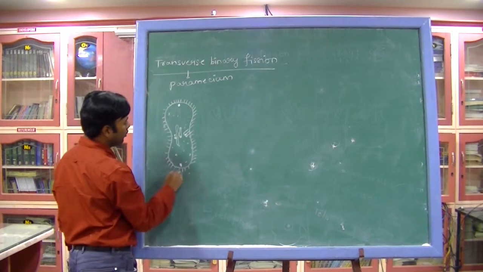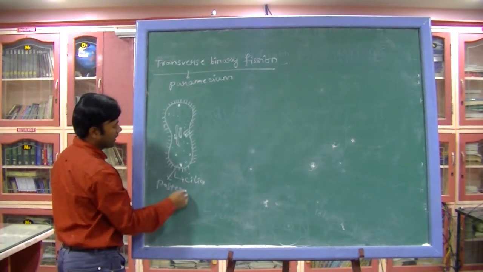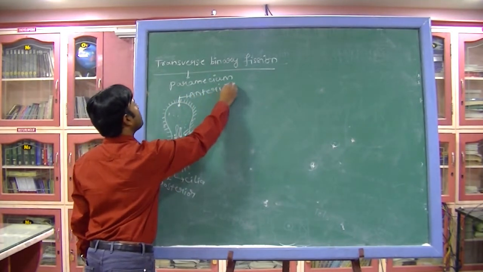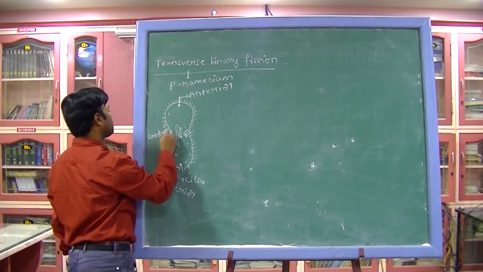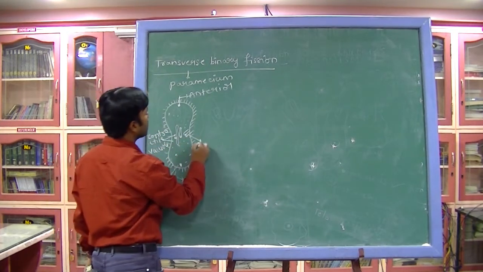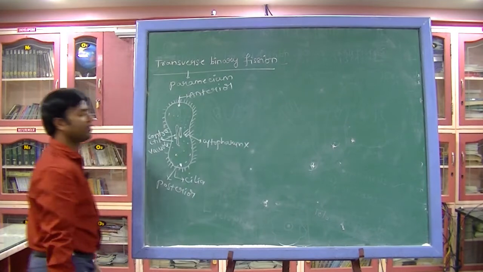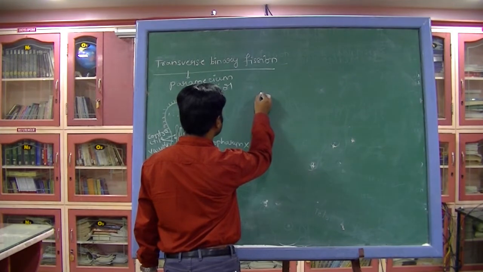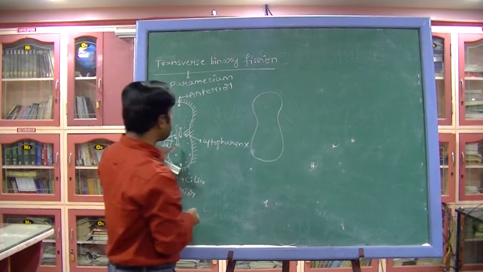So if you label that, this is the cilia. This is the posterior vacuole. This is the anterior vacuole. Next, these are the contractile vacuoles. This is the cytopharynx. Yes. Now, in the second step, what happens here?